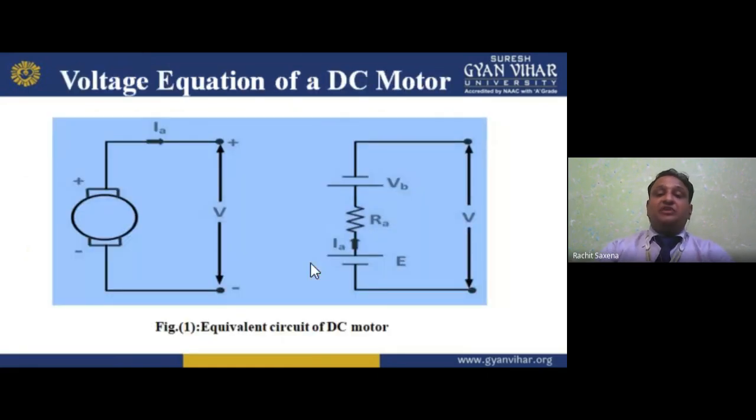Voltage equation of a DC motor. Now, for the generated EMF equation, we all know it is phi Z N P by 60 A, where phi is the flux, Z is the number of armature conductors, P is the number of poles, and A is the number of parallel paths in the armature. We can determine it with the help of lap and wave winding. If lap winding, then A equals P, and if wave winding, then A equals 2.